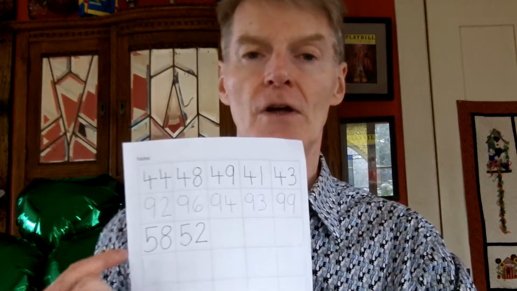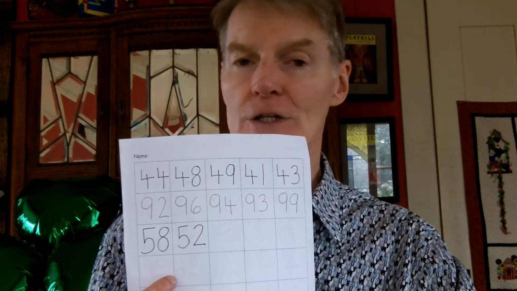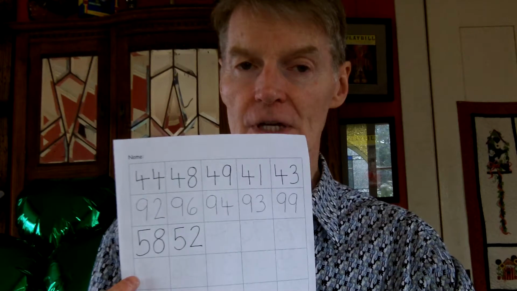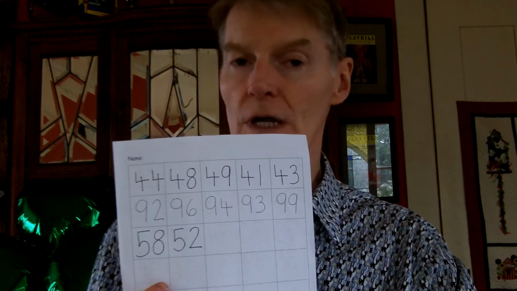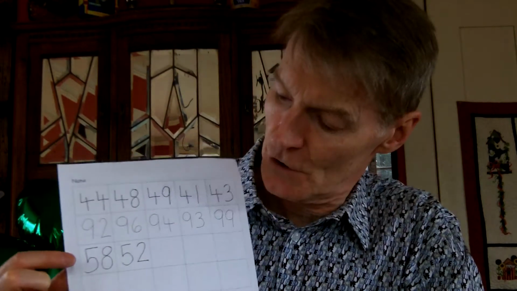The next one is 52. So we know that's a 5 to start with, for the tens place value work. And the 2 is 2 units, or 2 ones. 5 tens and 2 more. 50 plus 2 equals 52. The numerals we have here are 58 and 52.